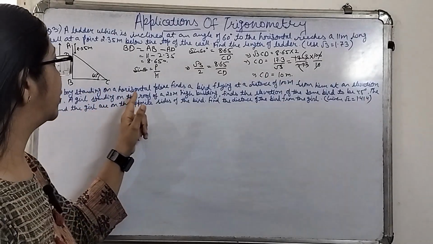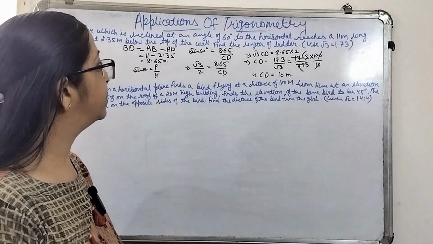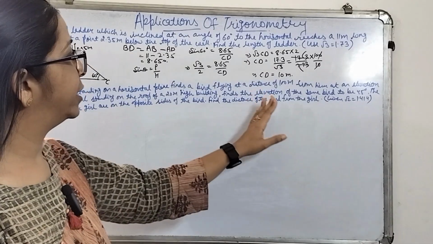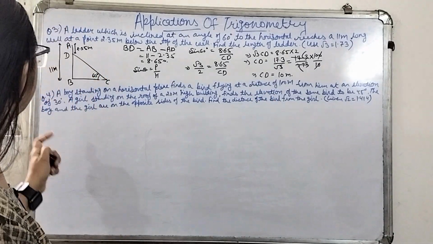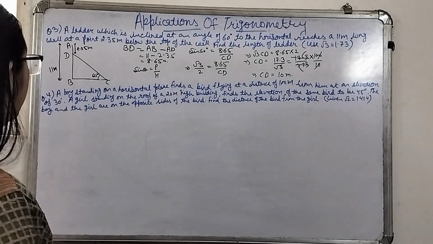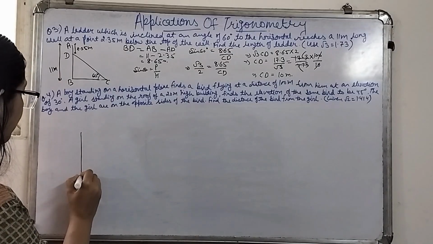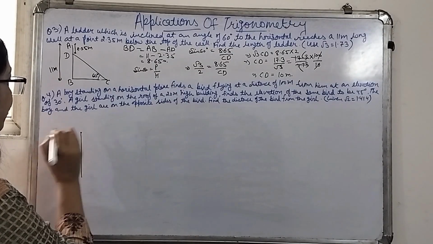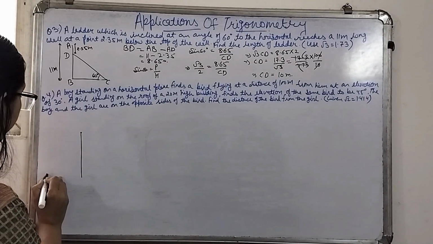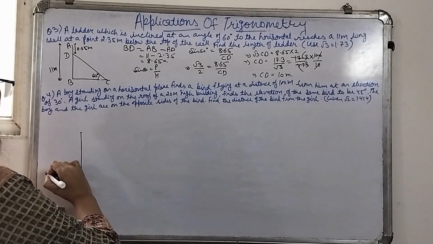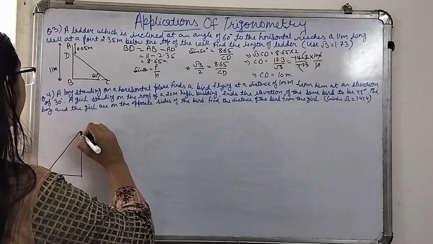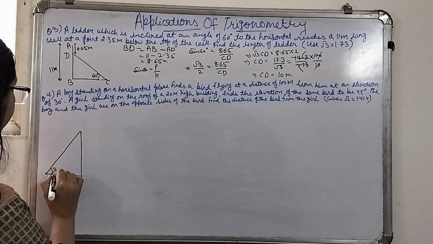A boy standing on a horizontal plane finds a bird flying at a distance of 100 meters from him at an elevation of 30 degrees. Suppose this is the position of the bird, and this is the position of the boy. This angle of elevation is given to us as 30 degrees.